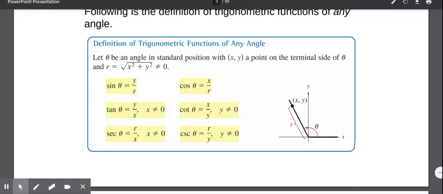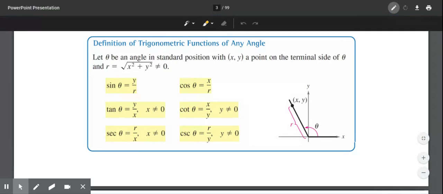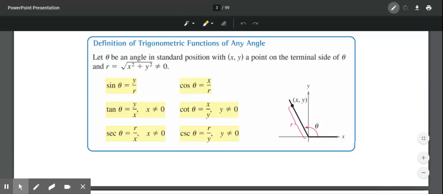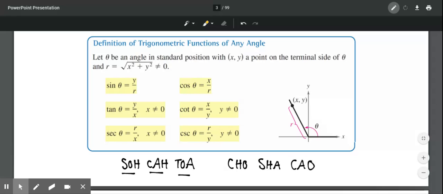we have talked about SOHCAHTOA in the last chapter, right? So SOHCAHTOA was our ratio for our trig functions. And that gave us that our sine was opposite over hypotenuse, cosine's adjacent over hypotenuse, and tangent is opposite over adjacent. And then the secant, cosecant, and cotangent. So you could remember those with CHOSHACAO. Or you could just remember those are reciprocals.